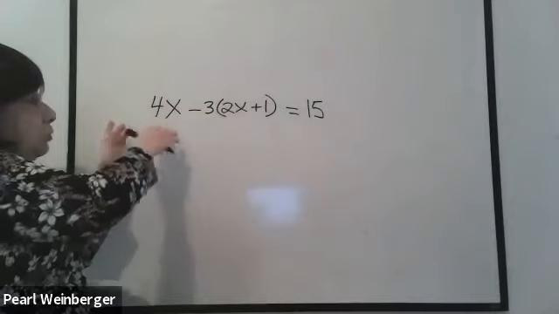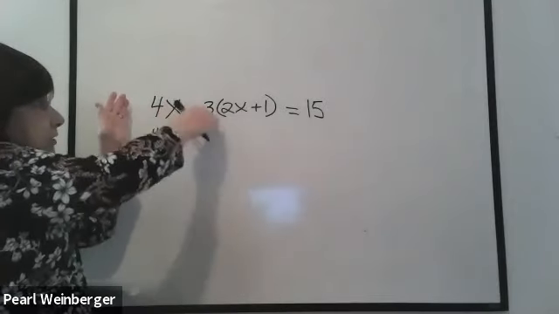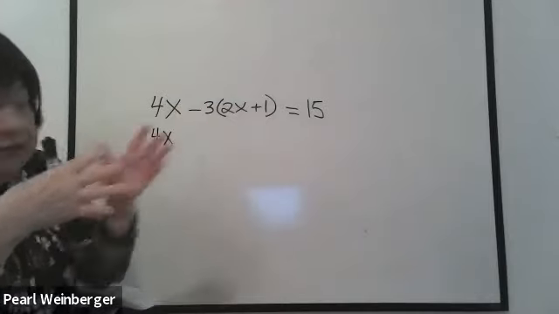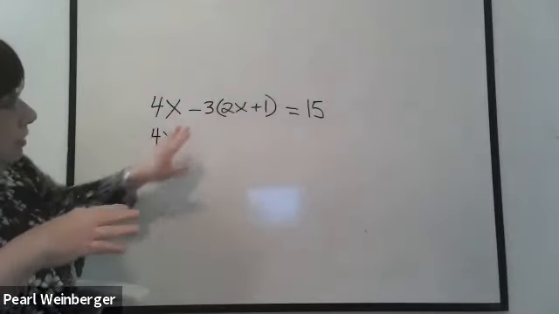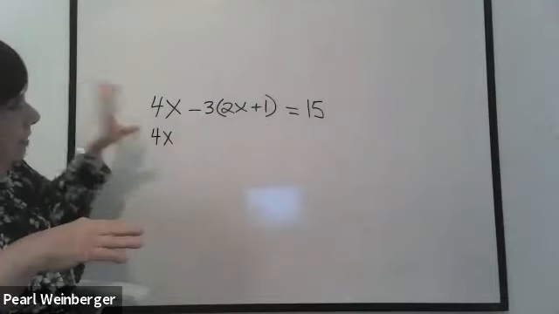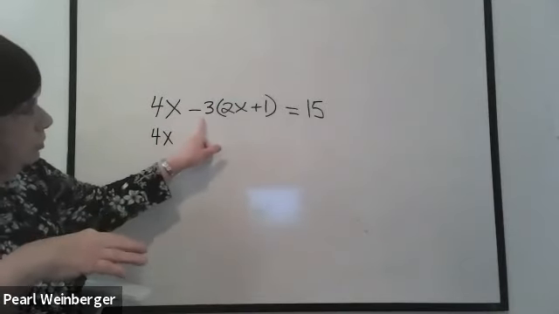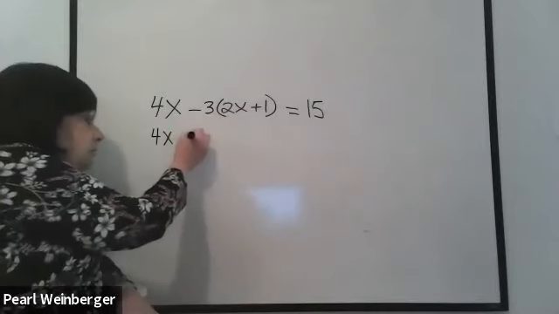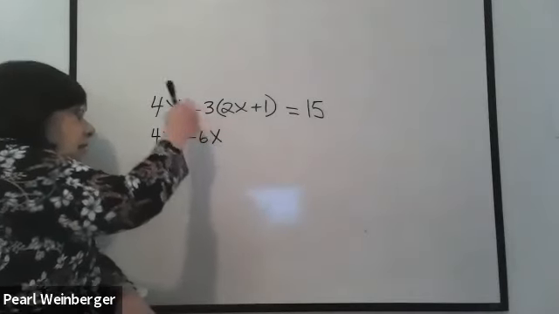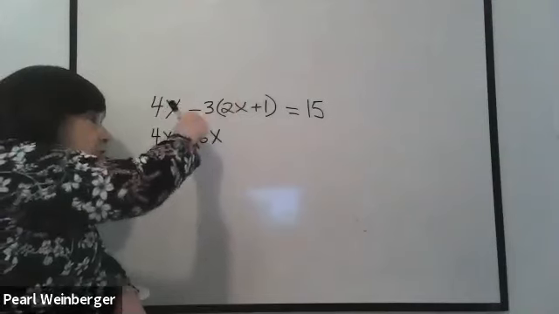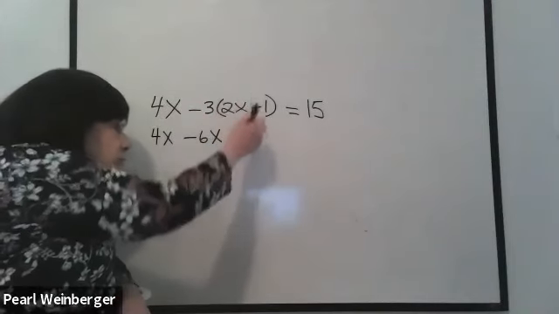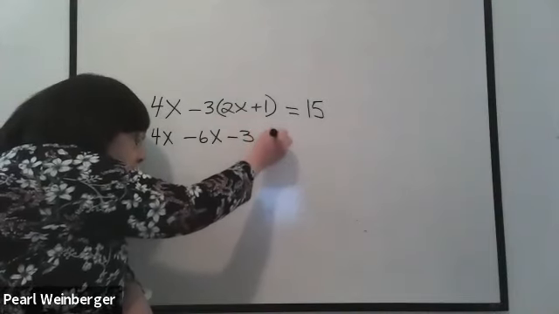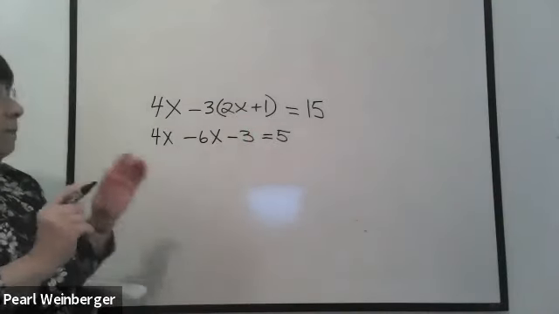If I wanted to multiply the whole 4x minus 3 times the 2x plus 1, I would have had to have a parentheses around this as well. The 4x is not included in this multiplication. It's only the -3. -3 times 2x gives me -6x. And don't forget, we're distributing, so we have to multiply the -3 times 1 as well. And everything else stays the same.